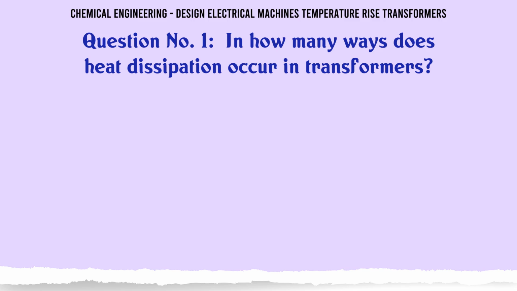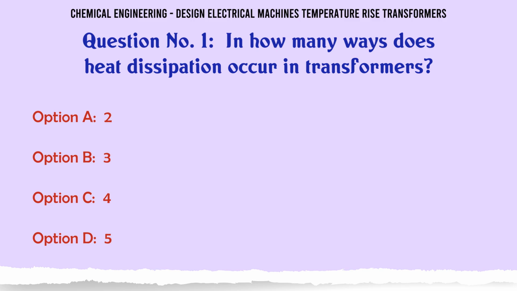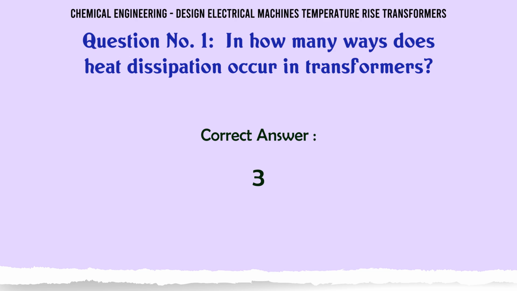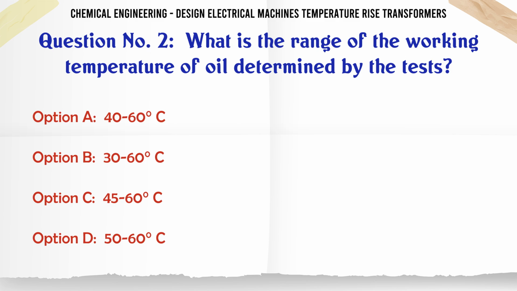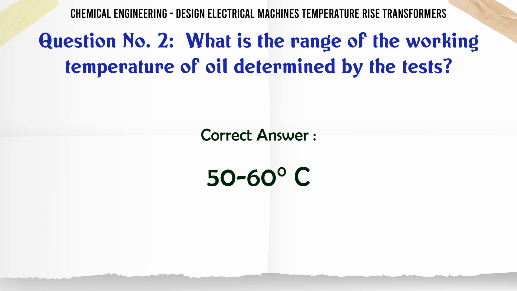In how many ways does heat dissipation occur in transformers? A. 2, B. 3, C. 4, D. 5. The correct answer is 3. What is the range of the working temperature of oil determined by the tests? A. 40-60 C, B. 30-60 C, C. 45-60 C, D. 50-60 C. The correct answer is 50-60 C.